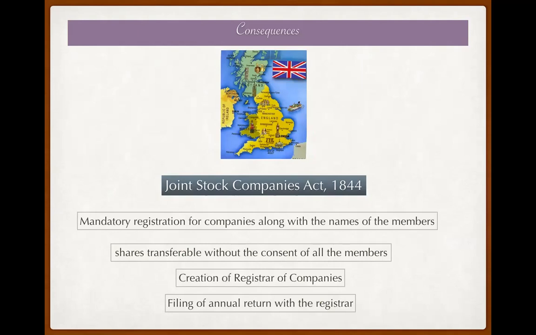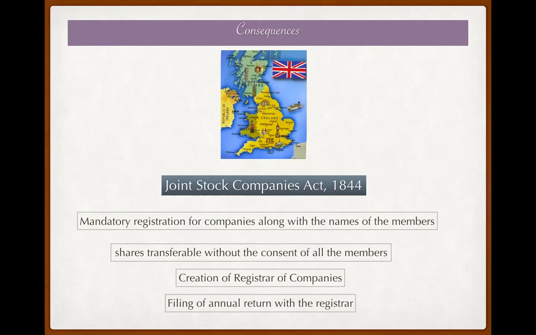Now, there were some major provisions in this. Firstly, they made registration compulsory, along with the names of the members. Now, this regulation means that whatever members are there, their names will be entirely disclosed with all the other information: the place of address, what products they're dealing with. So everything has been noted down.